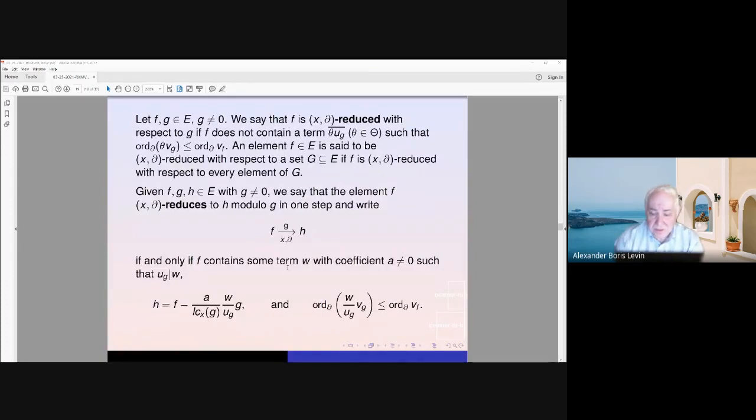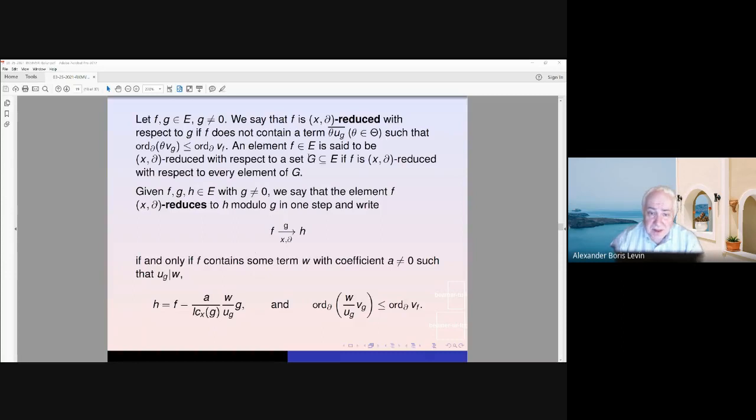So now what we are going to do is to consider a reduction. It's the same idea behind the Gröbner basis when we consider reduction, or if you go back to high school mathematics, division of polynomials. So how do you divide polynomials? You try to eliminate the leading term of a polynomial. Then you subtract, then you try to eliminate the leading term of the next polynomial, etc. So this is the same idea.